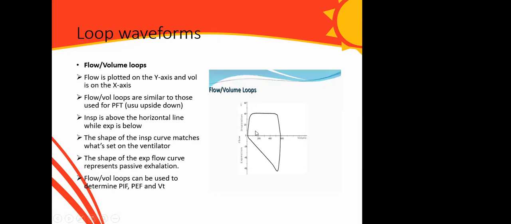The shape of the inspiratory curve is usually set by what is on the ventilator. You can see this is 40 centimeters of water. The shape of the expiratory flow represents passive expiration, and goes all the way. So although it's upside down, you can use it to determine your peak inspiratory flow or peak expiratory flow, and it can also be used to determine your tidal volume in an ICU setting.